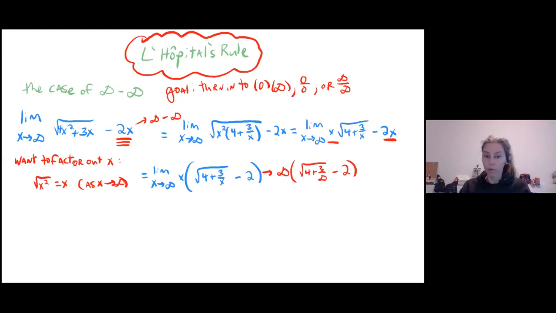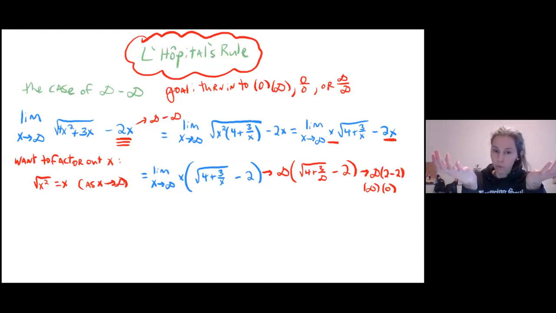Well, it turns out 3 over infinity is going to 0. The square root of 4 is 2. So this is like infinity times 2 minus 2, which gives me an infinity times 0. Okay, so we've turned this into the 0 times infinity case. We know what to do from there. We want to take this and turn it into the 0 over 0 or infinity over infinity case. So the question is, which thing is simpler to bring to the denominator? x, or root of 4 plus 3 over x minus 2? If you had to guess, you'd probably say x, and you would be right.